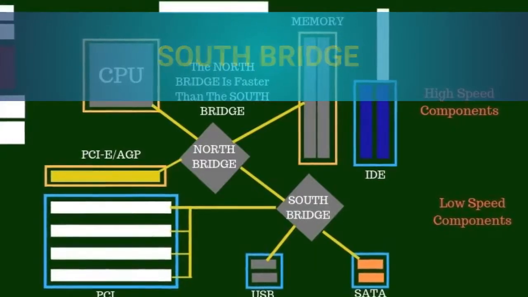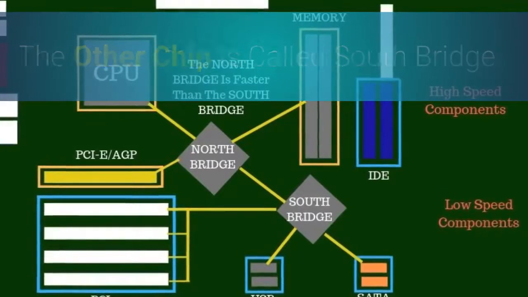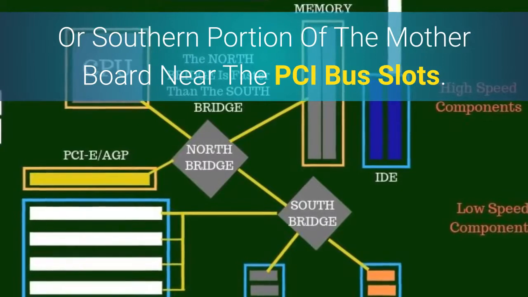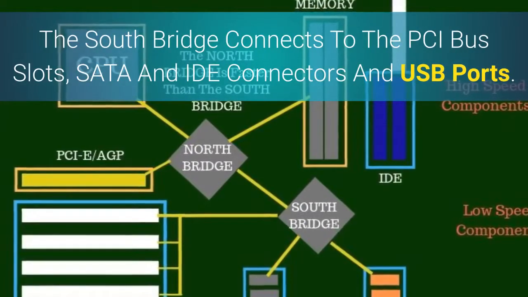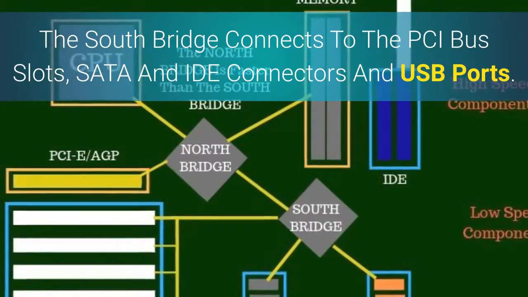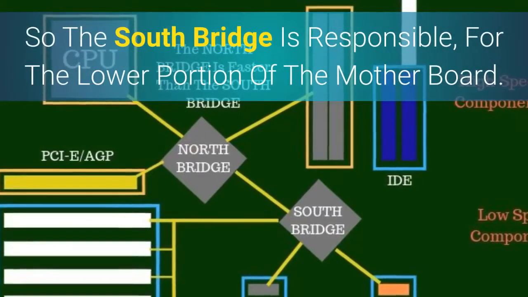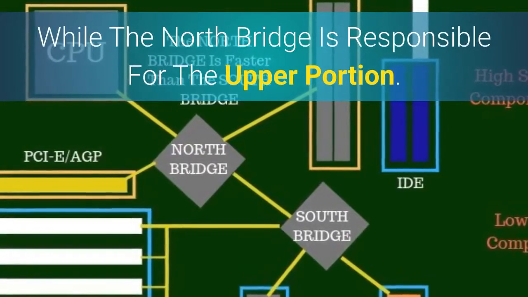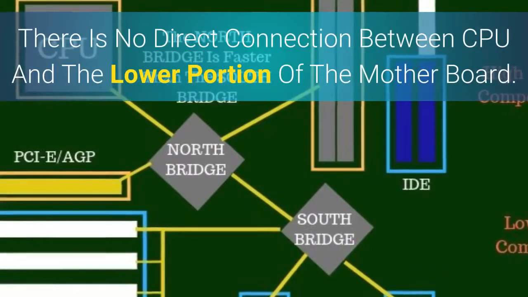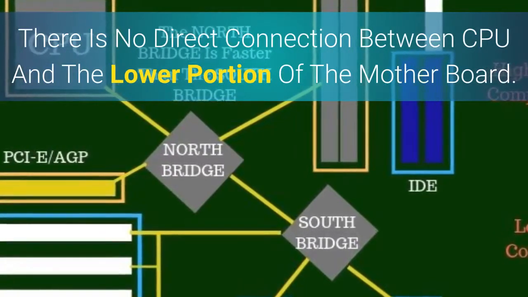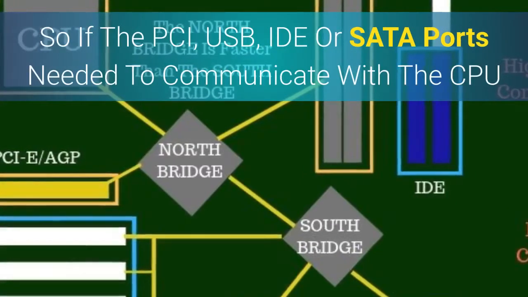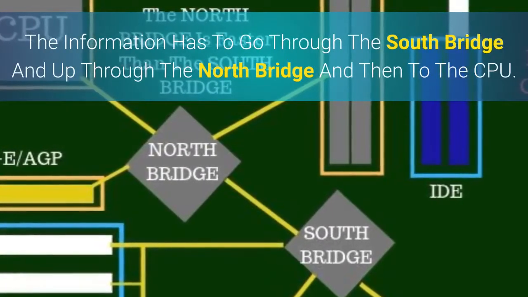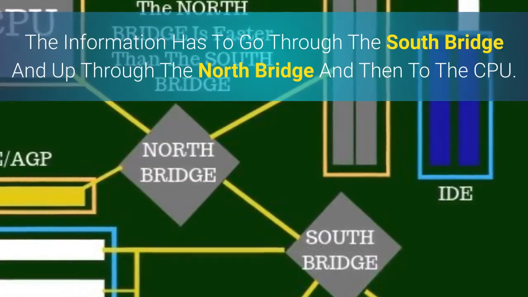South bridge. The other chip is called the South bridge. The South bridge is located at the bottom or southern portion of the motherboard near the PCI bus slots. The South bridge connects to the PCI bus slots, SATA and IDE connectors and USB ports. So the South bridge is responsible for the lower portion of the motherboard, while the North bridge is responsible for the upper portion. There is no direct connection between the CPU and the lower portion of the motherboard. So if the PCI, USB, IDE or SATA ports need to communicate with the CPU, the information has to go through the South bridge and up through the North bridge and then to the CPU.